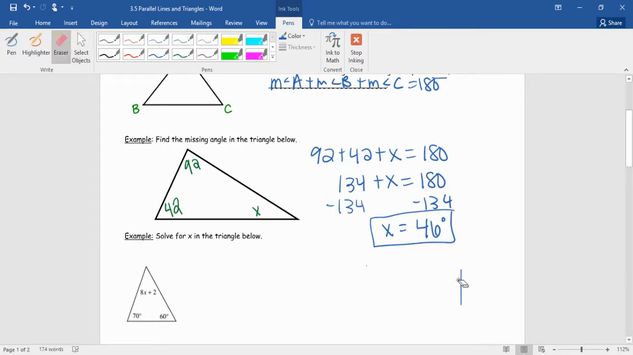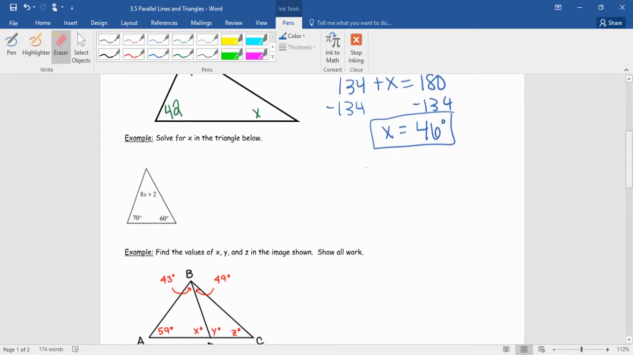Make sure you put degrees. It's an angle, so it's in degrees. Okay, and you can do that with any triangle. If you know two of the three angles, you can figure out the missing one basically by just adding the stuff you do know and then subtracting from 180. So there's that one.